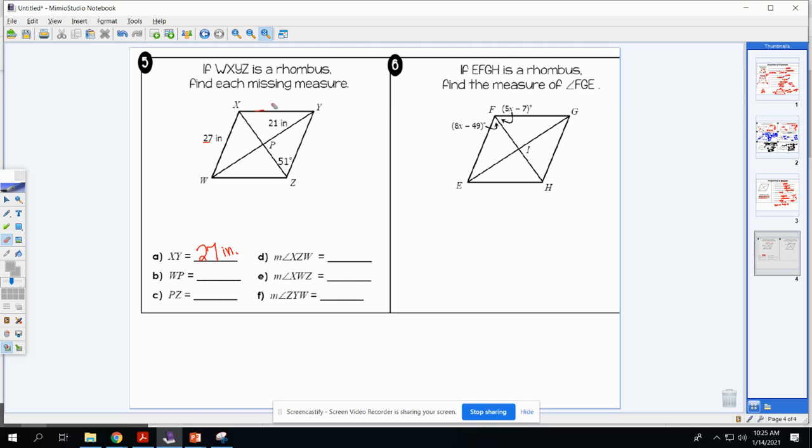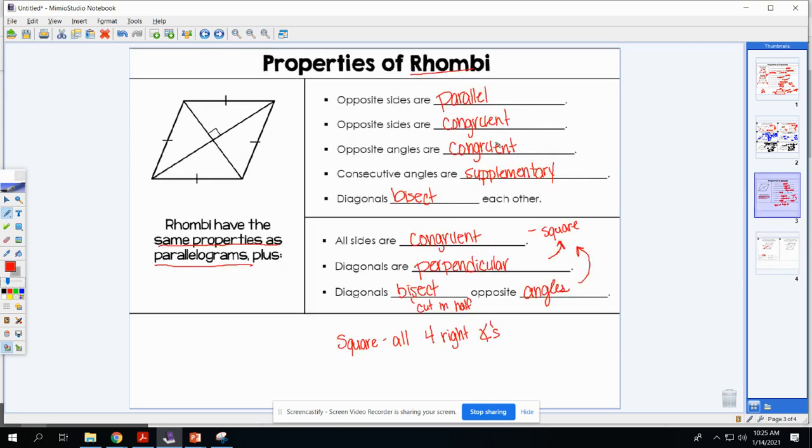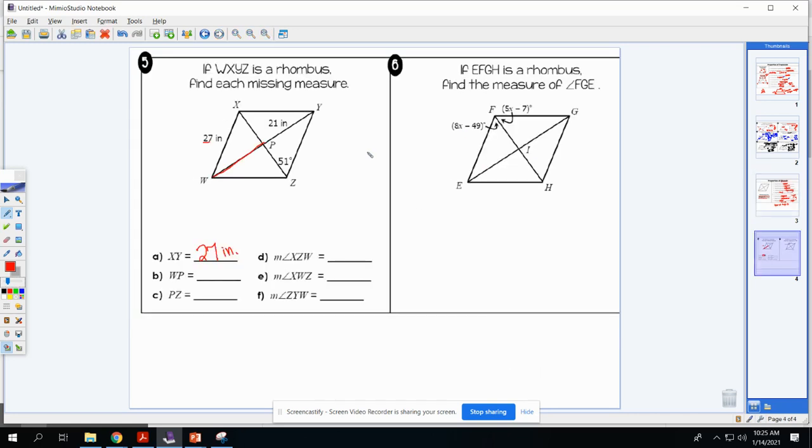All right. Now let's take a look at WP. WP, so that would be this partial diagonal, right? This partial diagonal. So let's go ahead and figure out what we know about the diagonals of a rhombus. So we know that they're perpendicular, but that's not going to give us too much information here because that deals with angles. But up here it says diagonals bisect each other. So if you don't remember, bisect means to cut in half.